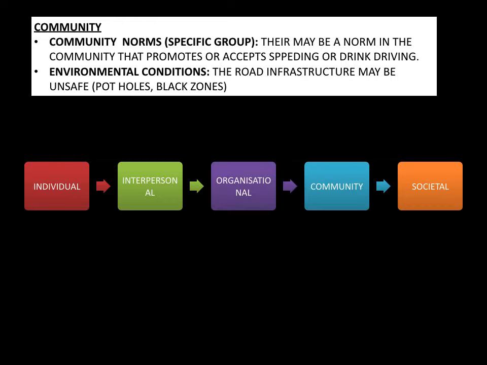If we look at the environment themselves within the community, the road or the infrastructure may be unsafe or just poor in general. So there may be a large number of potholes or black zones which might contribute to a higher risk of road trauma.